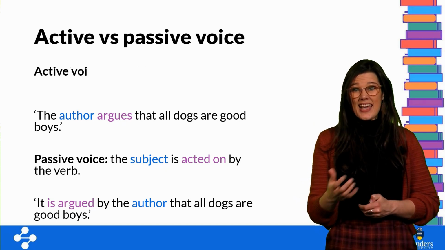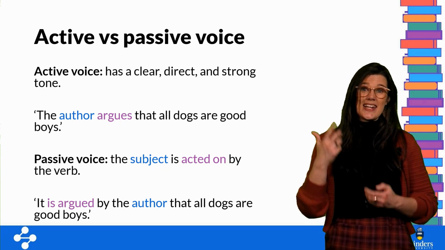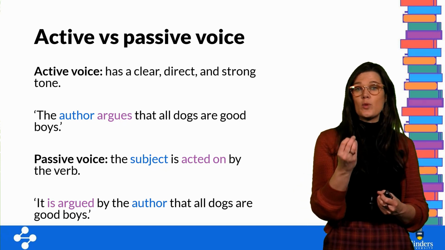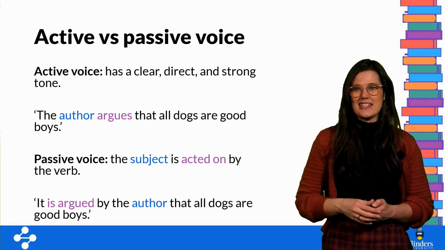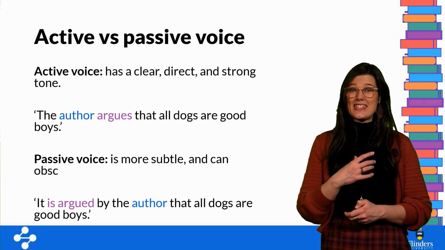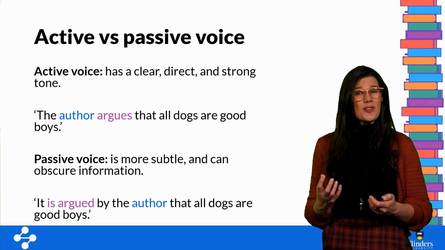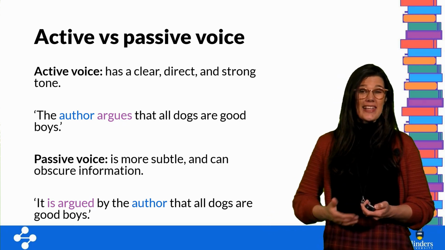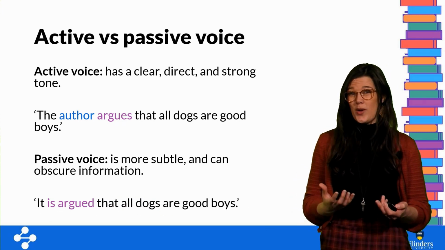Because firstly, the active voice is seen generally to be more clear, more direct, and has a stronger tone. So it's useful in these contexts where we do really want to emphasize who is doing the thing in the sentence. The passive voice is seen as being a little bit more subtle. Some say it's weaker, and the reason for this is that it can obscure information. So in this last example, I can actually remove the word author. Now we don't even know who has argued.